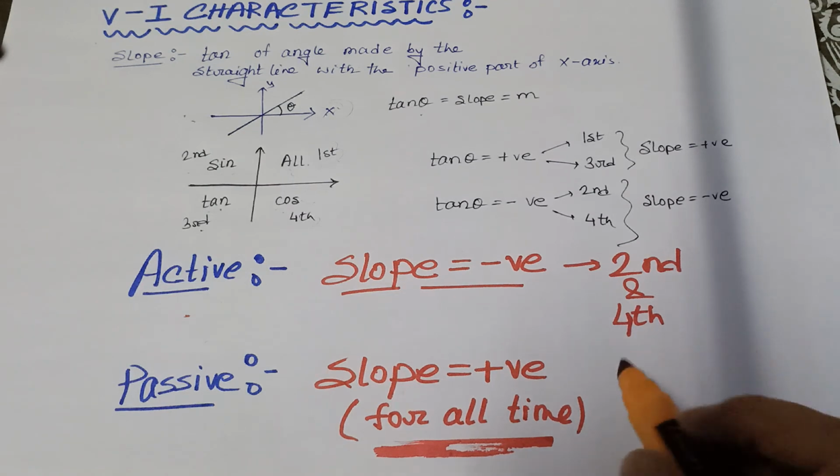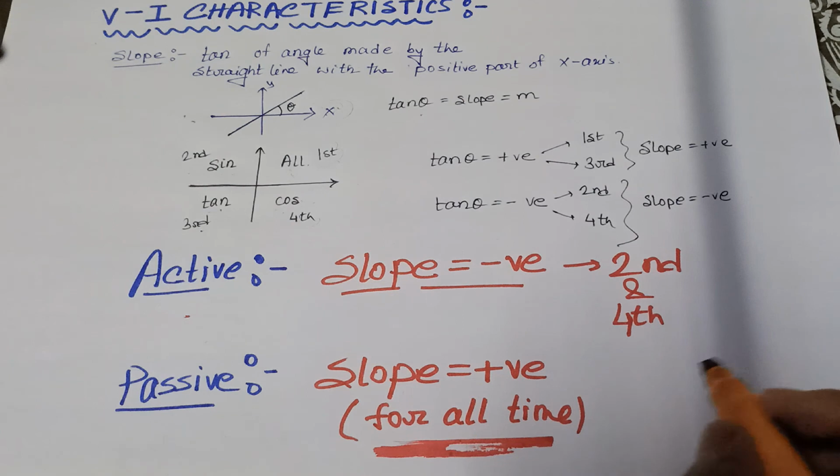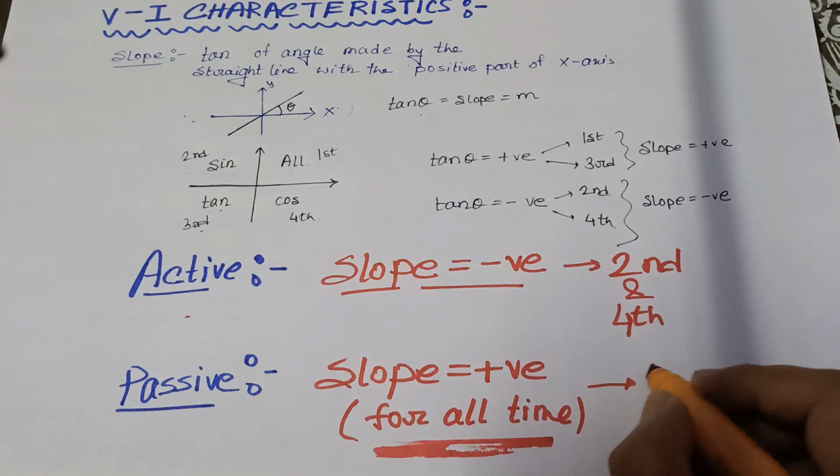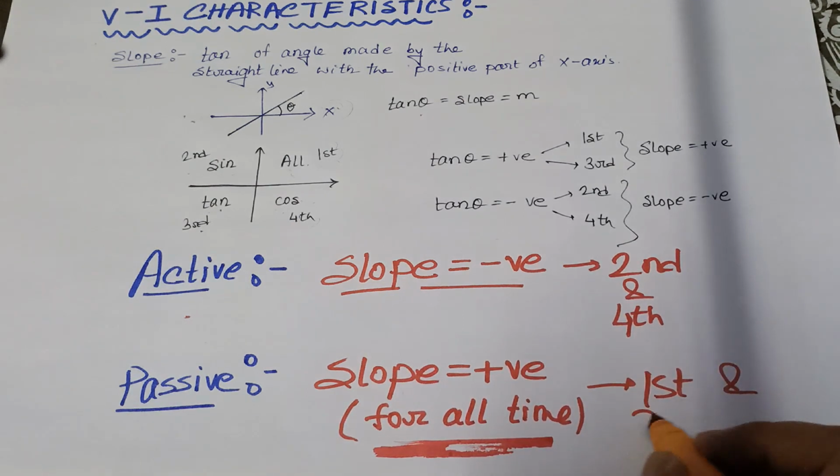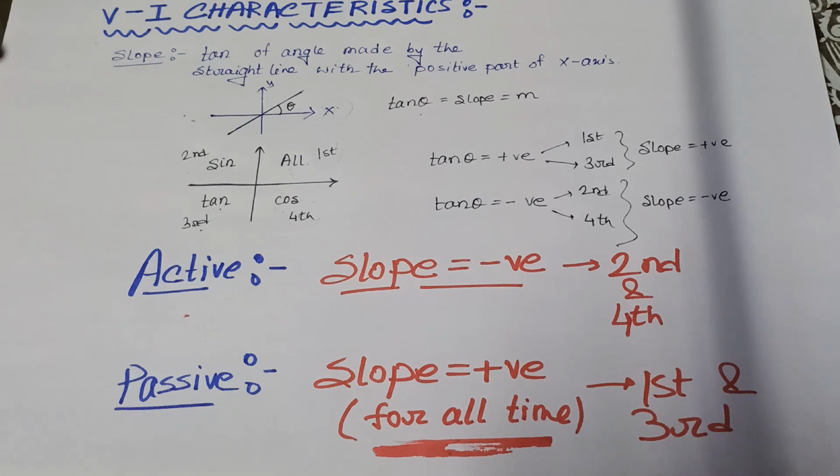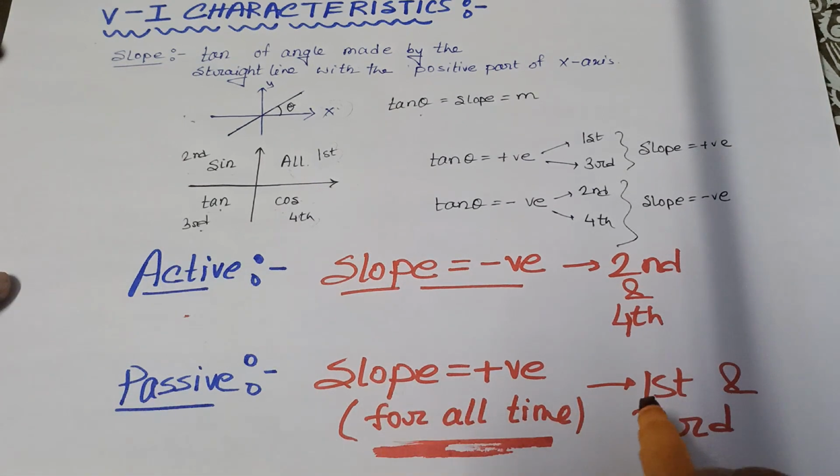Okay, now see, slope is positive in which quadrant? First and third quadrant. Oh, it's raining outside. Okay, so slope is positive in first and third quadrant.